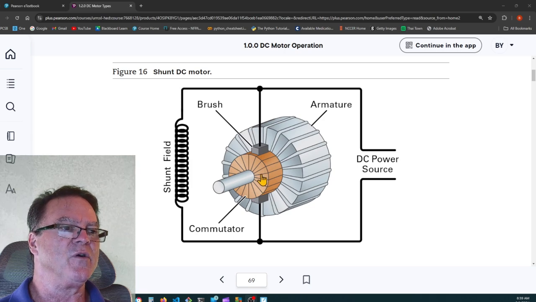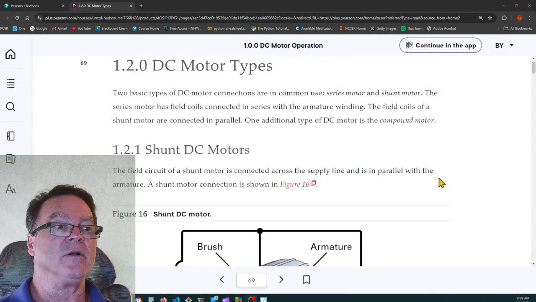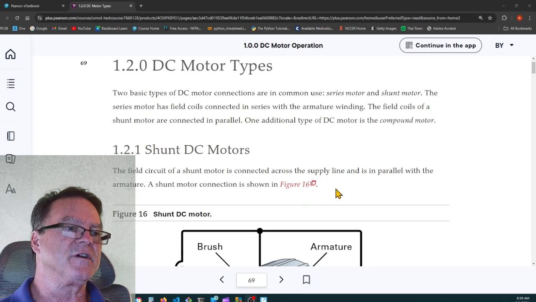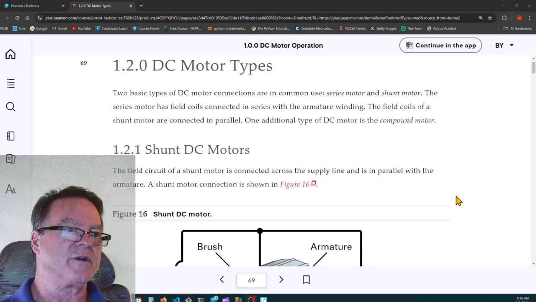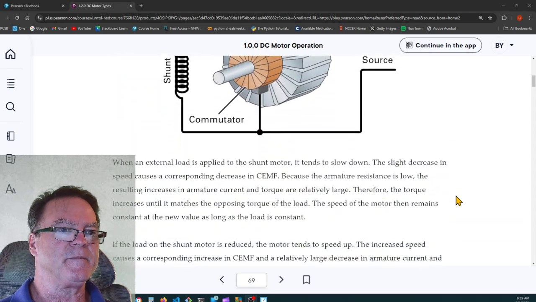Here's the armature of the motor. Here's the shunt field winding. Here's the DC incoming power. So this is a parallel shunt DC motor. The field circuit of a shunt motor is connected across the supply line and is in parallel with the armature. A shunt motor connection is shown in figure 16.